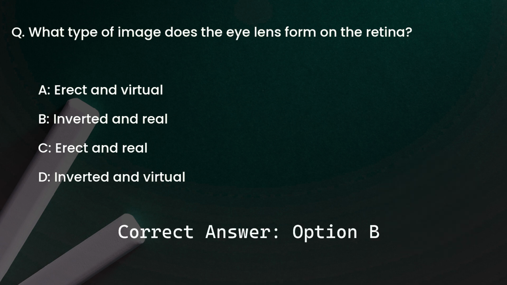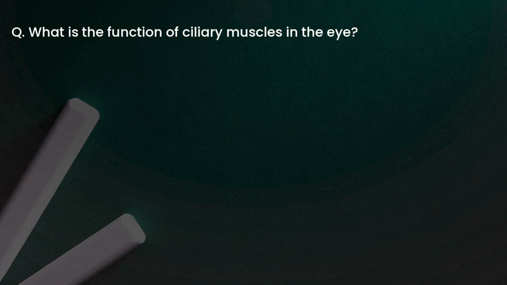The correct answer is option B, which is inverted and real. The eye lens forms an inverted real image of the object on the retina. Question: what is the function of ciliary muscles in the eye?